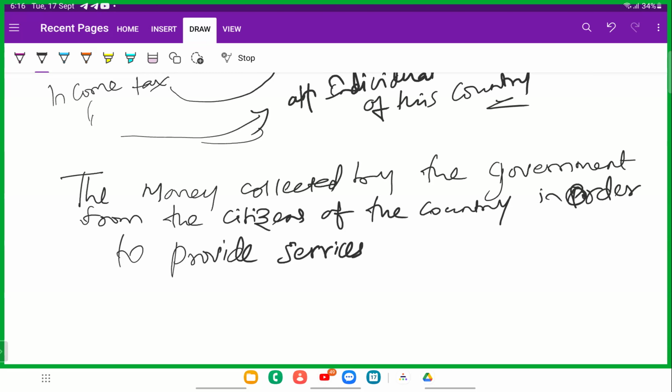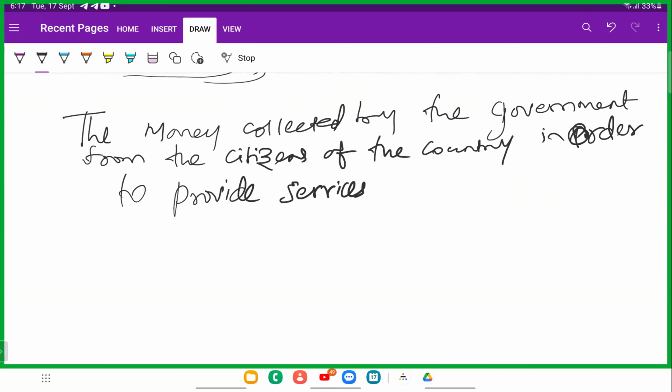They are running the services to keep the citizens or individuals of this country safe and economically in a healthy way. So this is how the government collects taxes in order to give services to its citizens. There are various types of taxes. Please make a note of it.